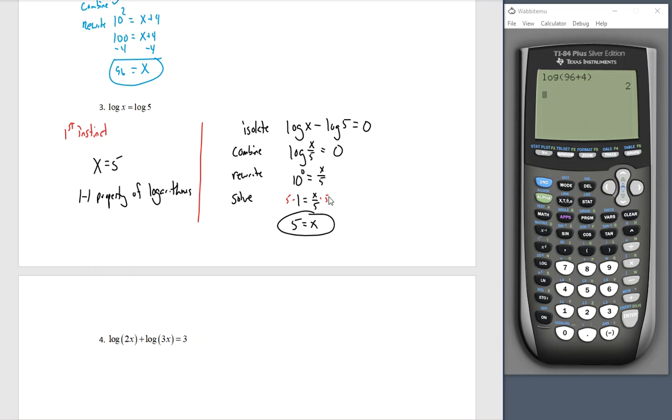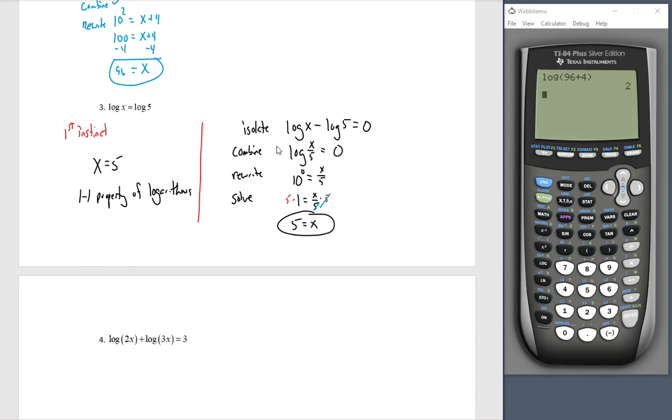All right. So if you recognize the one-to-one property of equality of logarithms, then fantastic, you're done. It's all good. But if you don't recognize that, these steps still work. These steps work for every single logarithmic equation that you're going to see in an intermediate algebra class. Every single time. So you can trust these. Isolate, combine, rewrite, solve.